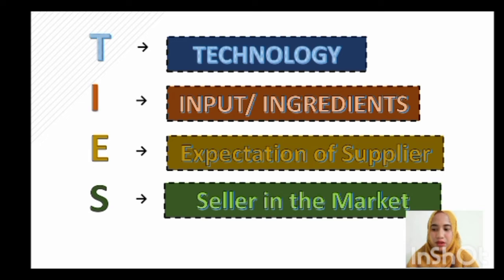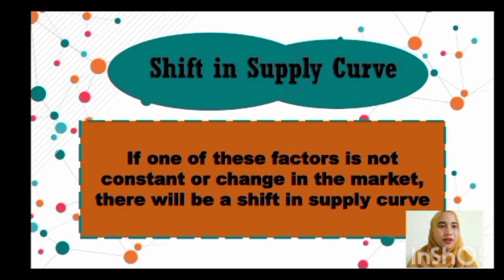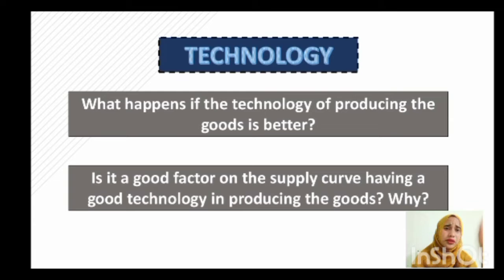Okay, so let us now go to these four factors. We first go to this one, the technology. First, this is the shift in the supply curve. If the non-price factor will not be constant, there will be a shift. So that is what I said earlier. If one of these factors is not constant or changes in the market, there will be a shift in the supply curve.